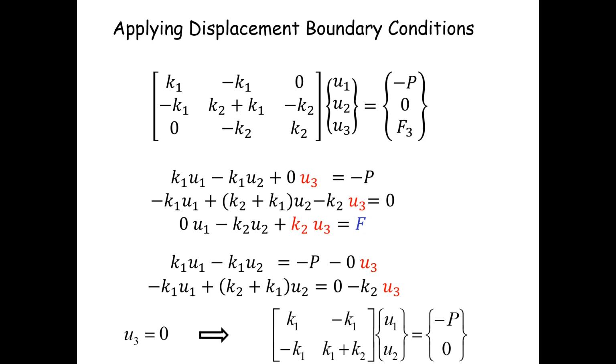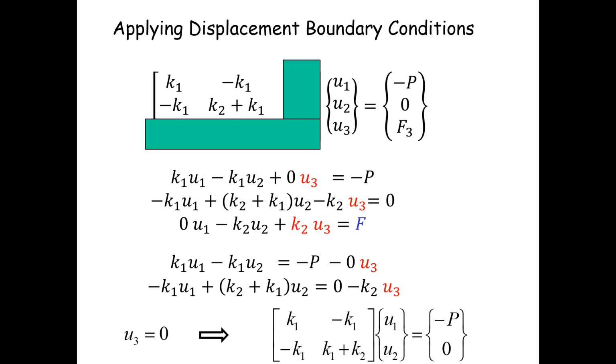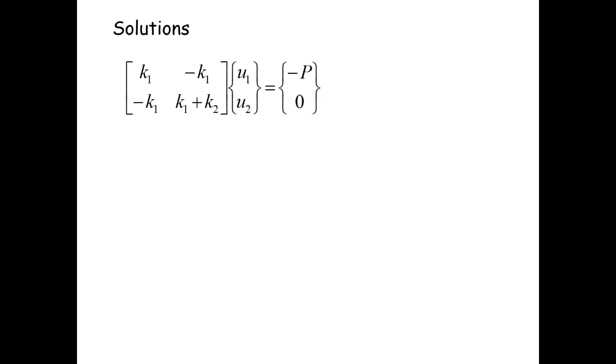If the prescribed displacements are equal to 0, then the system of equations for the unknown variables can be obtained from the original system by eliminating the rows and columns in the global stiffness matrix that correspond to the degrees of freedom with 0 displacements. You also eliminate the rows in the displacement and load vectors that correspond to these degrees of freedom. Now that we have the simplified system, we can solve for U1 and U2.